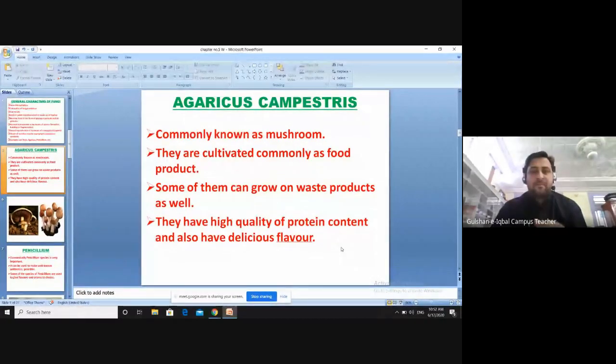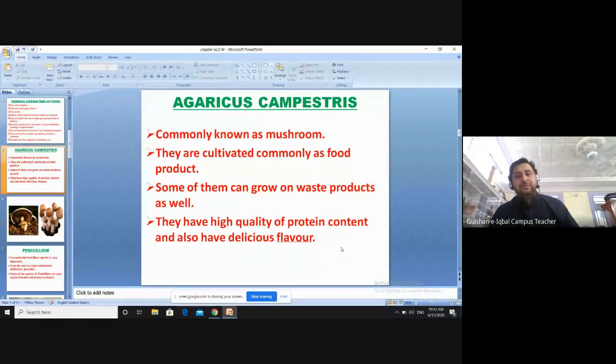Commonly, agaricus campestris are known as mushrooms, and they are cultivated commonly as a food product. You can see that in lots of Italian foods, in Chinese food and many other foods, mushroom can be eaten. Some of the mushrooms are cultivated around the world, and some of them can grow on waste products as well. Like for example, if there is a dead plant, the mushroom can grow on that. So on dead bodies they can grow.